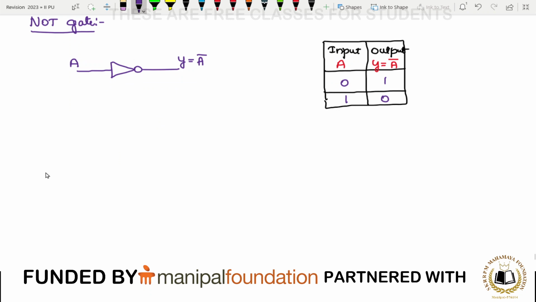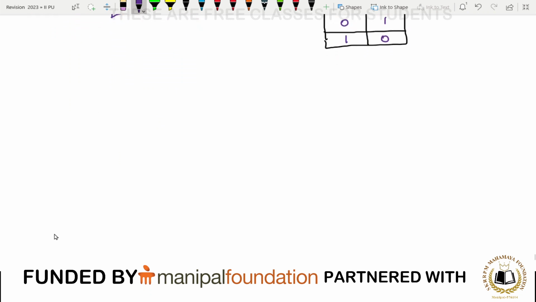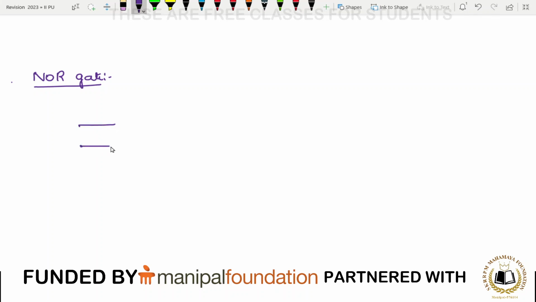Next we'll discuss universal gates. There are two universal gates, the NAND gate and the NOR gate. So first I'll discuss the NOR gate. NOR gate is a combination of OR and NOT. This is the OR, and put one NOT symbol, this one. This is the symbol of the NOR gate. The expression is A plus B, whole bar. This plus means OR here. So we'll draw the truth table of this one now. NOR gate truth table.